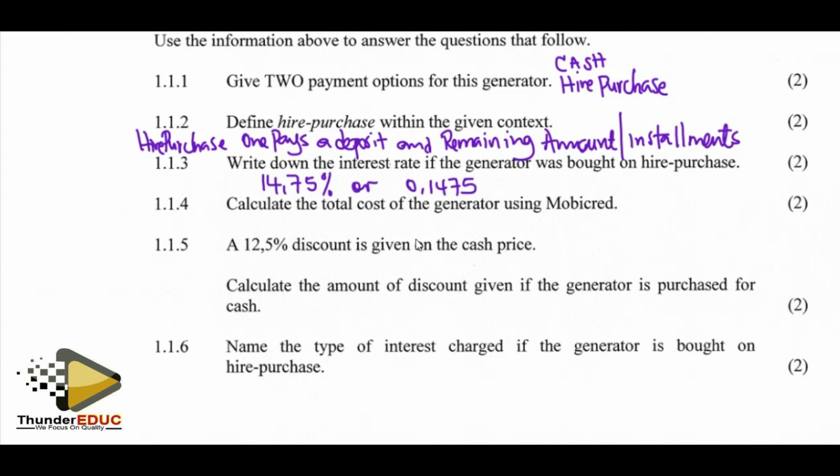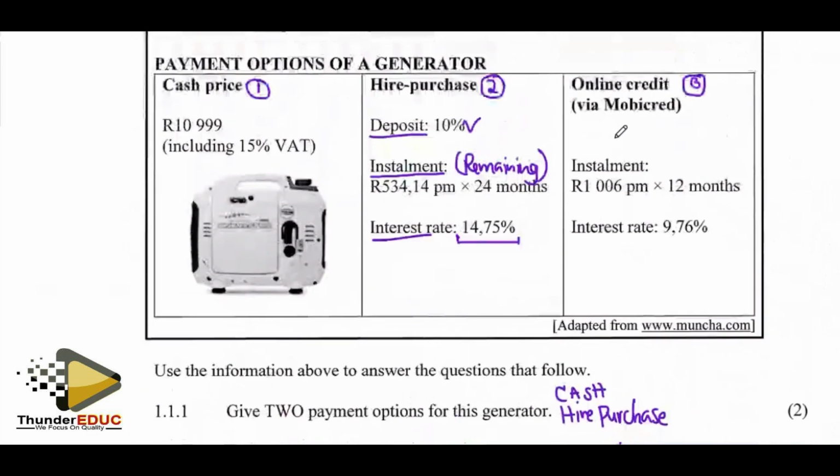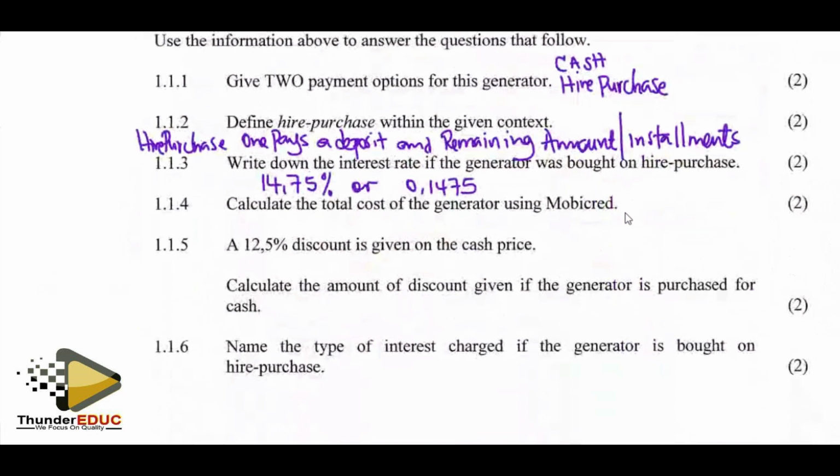Okay, the total cost that the generator will be sold for. Let's come here. Here we go. We have this much, and we say installment. It's 1,006 rands per month for 12 months. This already includes interest. So we shall say 1,006 times 12, which gives you 12,072 rands.